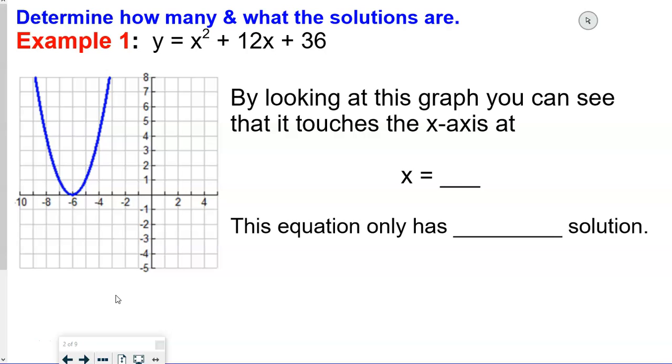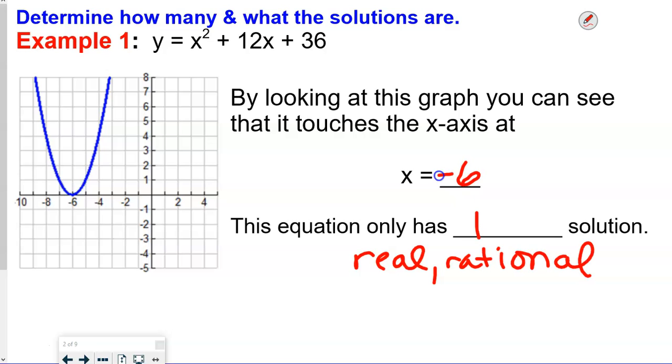Well, when we look at this graph, you can see that it touches the x-axis at x equals -6, right? So that is our one and only place where it touches the intercept. So this equation has only one solution, and it's a real solution, and it's a rational solution. It's real because I can see where it intersects the x-axis, and it's rational because it's a whole number.